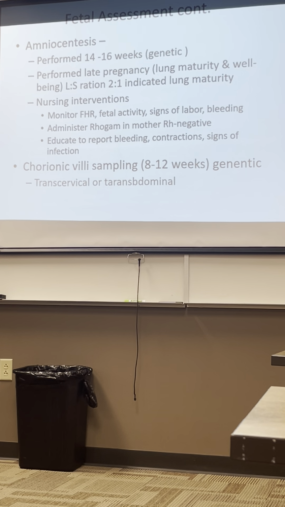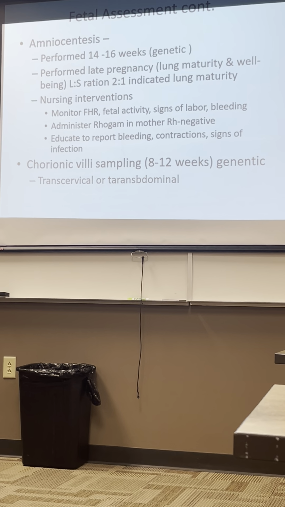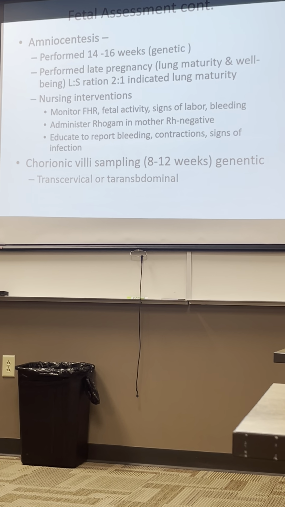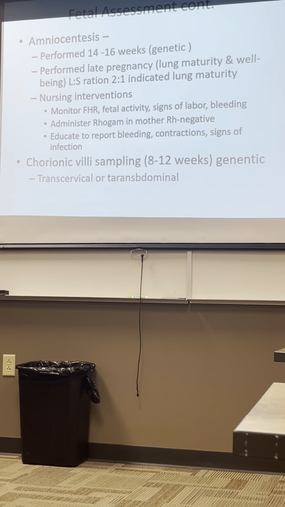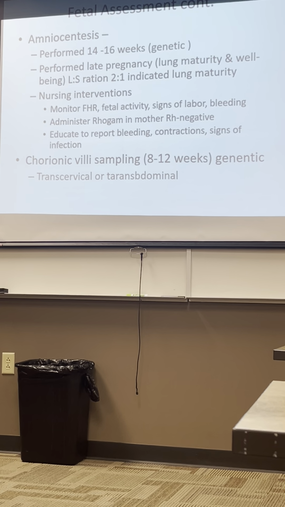Chorionic villi sampling is 8 to 12 weeks where they go in and take a piece of like the placenta and sort of look at genetics. That can just be done earlier. Same risks as amniocentesis.